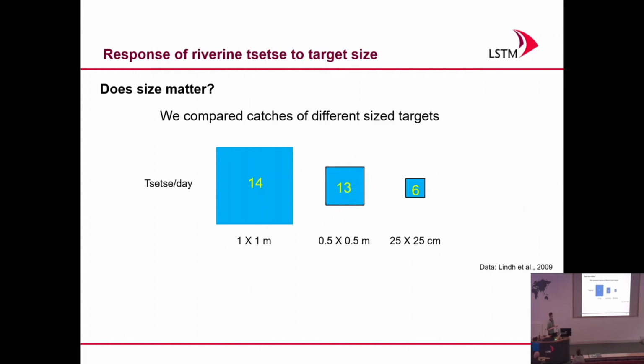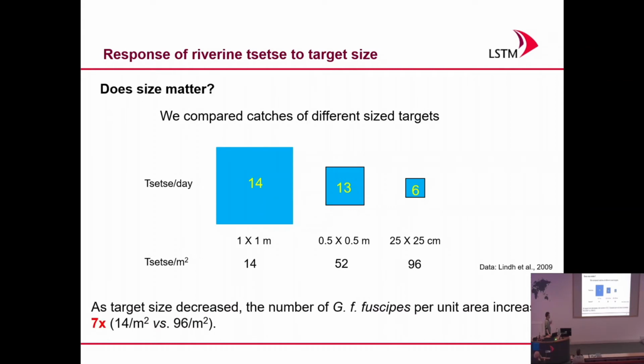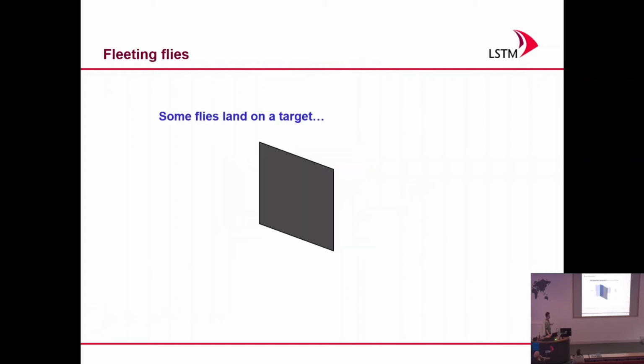So you think, okay, well, the smaller target isn't that interesting because it's catching less. But then if you consider it as the number of tsetse per square meter, then that large target is only killing 14 tsetse per square meter, whereas the small one is getting the equivalent of 96. So there's far more bang for your buck using a small target compared to using a large target. So cost effectiveness is much more interesting with these small targets. So you're getting a 7 times greater increase in killing compared to the large target.